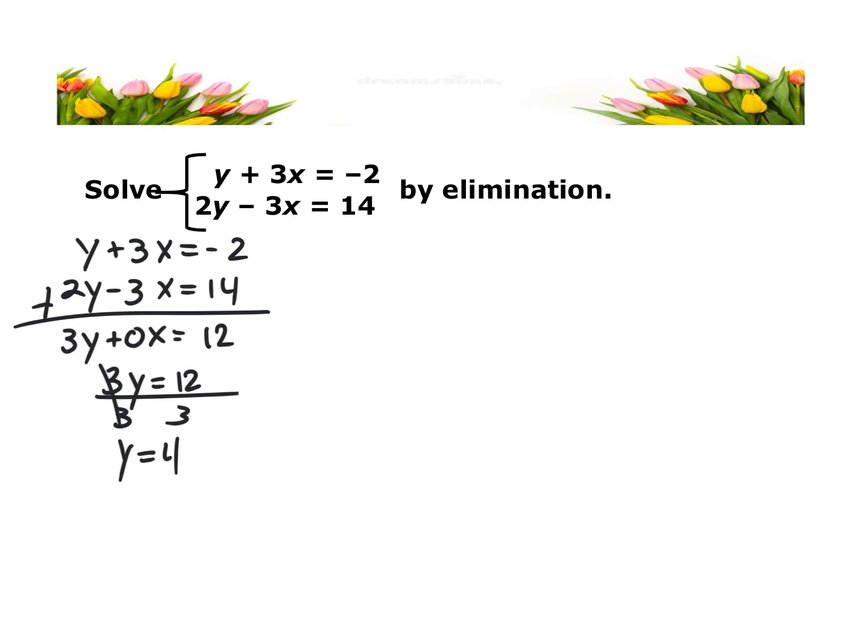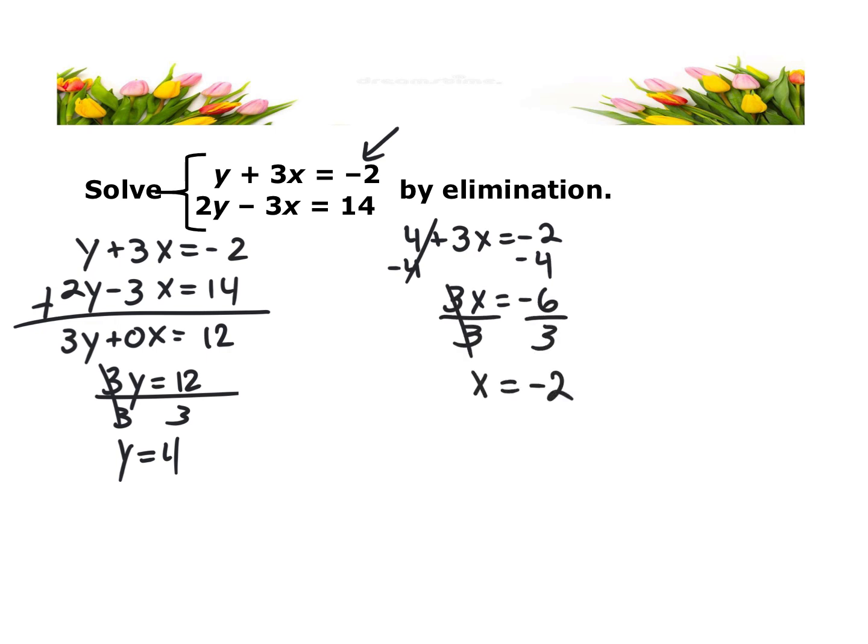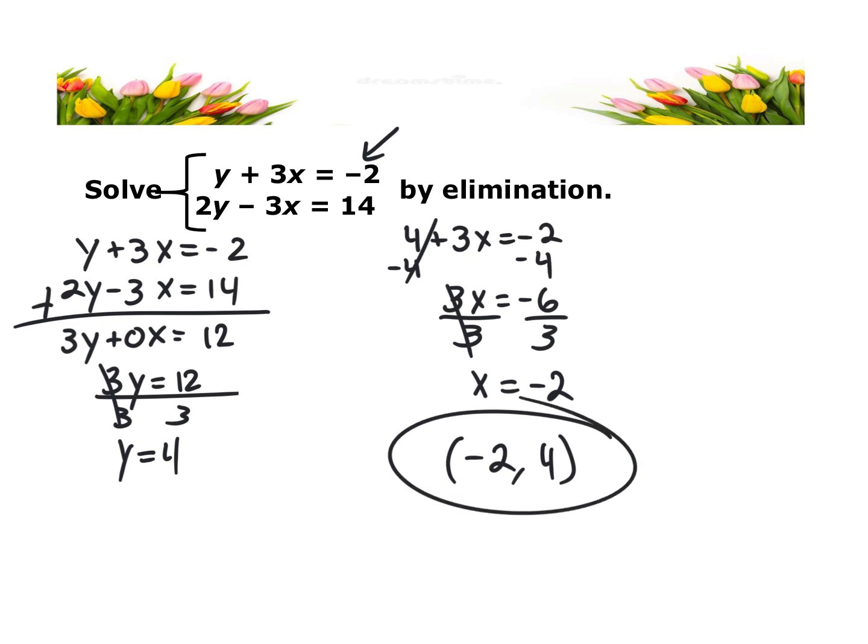So I did the first few steps. Now I'm going to go ahead and plug the 4 back into the original equation. I'm just going to plug it into the first one. Honestly, it doesn't matter which one you plug it into though. So you get 4 plus 3x is equal to negative 2. I'm going to subtract 4 on both sides, and we get 3x is equal to negative 6. I'm going to divide by 3 on both sides, and I get that x is equal to negative 2. So after finding both values, I get my solution to be negative 2 comma 4. I'm going to rewrite that 4 because it looks kind of ugly.